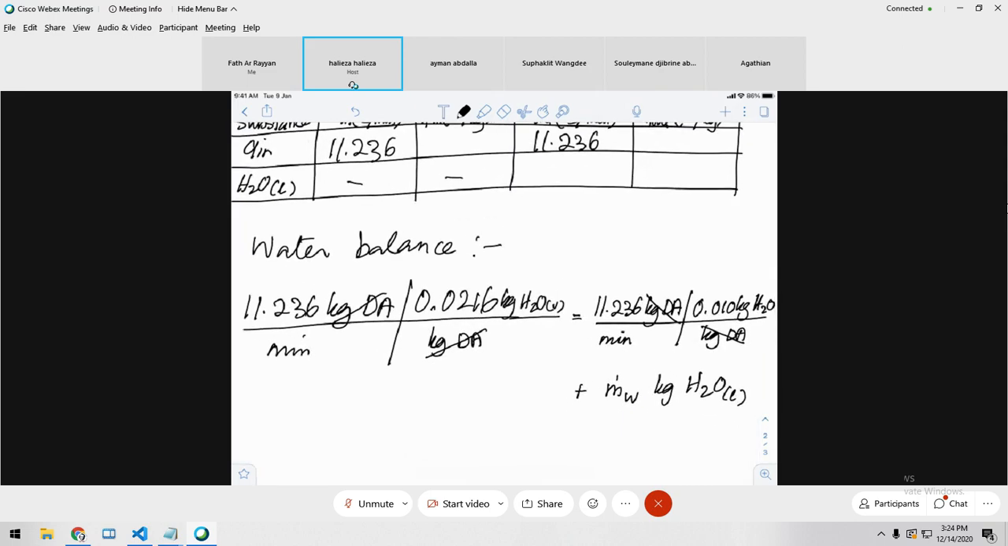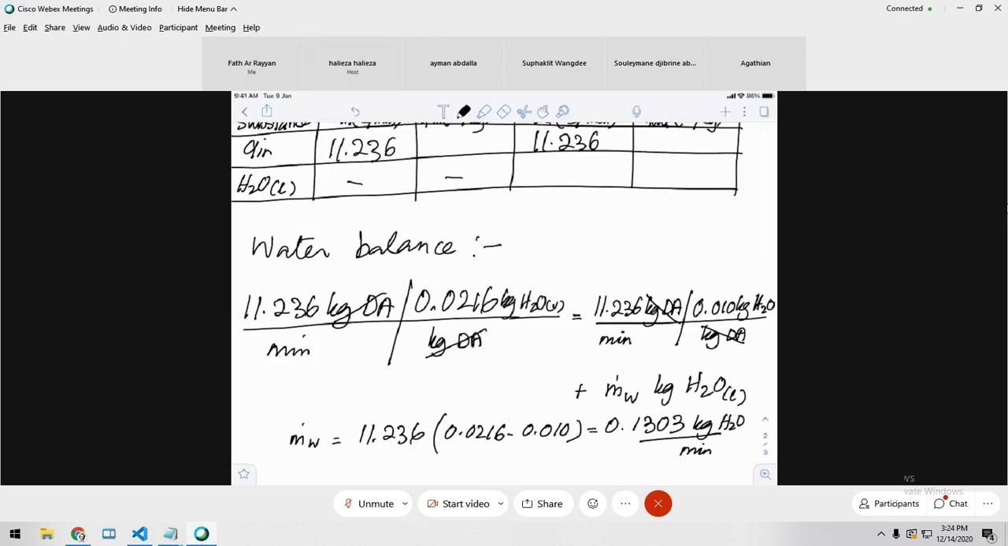So what I can do, I will solve for my water that condenses, which is 11.236. Bring that out because both of them have the same value. 0.0216 minus 0.010. We will come up with a value of, let me calculate that. Anybody managed to get faster than me? I got 0.1303 kilogram water per minute. That's the amount of water that is coming out.